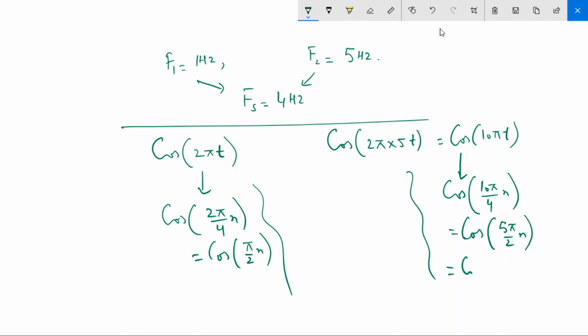And you can say that this signal, 5 pi by 2 n, I can write as 2 pi n plus pi by 2 n, and cos of 2 pi n plus theta is again cos theta. So you will again get cos of pi by 2 n.